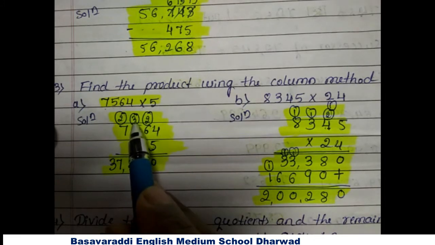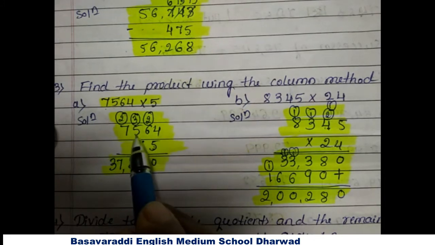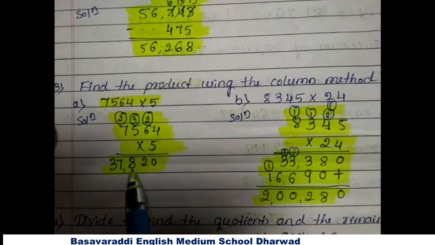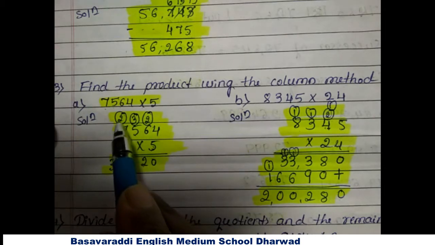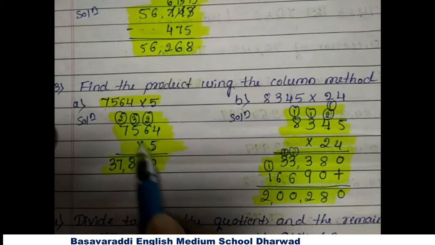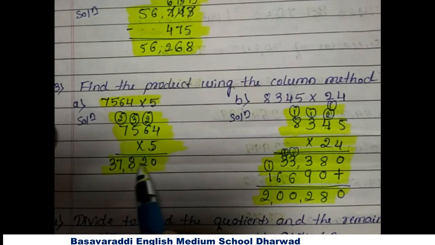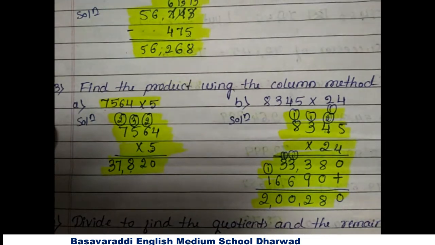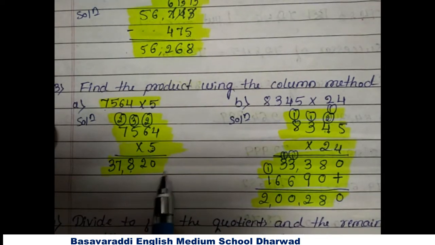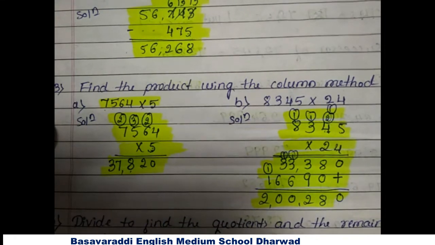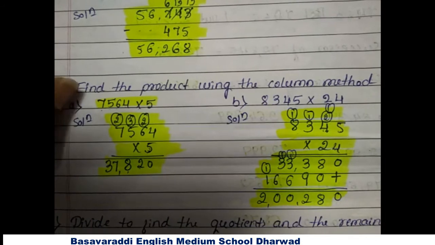The 3 carry over to the hundreds place. 5 5s are 25. The 25 plus 3 is 28. So write the 8 in the hundreds place. The 2 carry over to the thousands place. 5 sevens are 35. The 35 plus 2 is 37. What is the product? The result of the multiplication is called the product. That is 37,820.